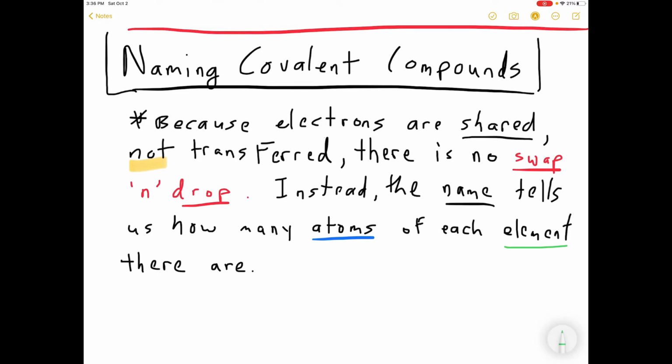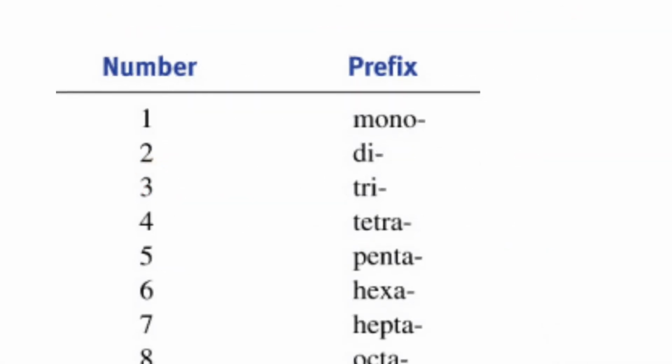However, the name itself is going to tell us how many atoms of each element there actually are. So we're going to use these Latin prefixes to tell you exactly how many atoms of an element there are in a chemical formula. And for most cases in our covalent compounds, this system is going to work.